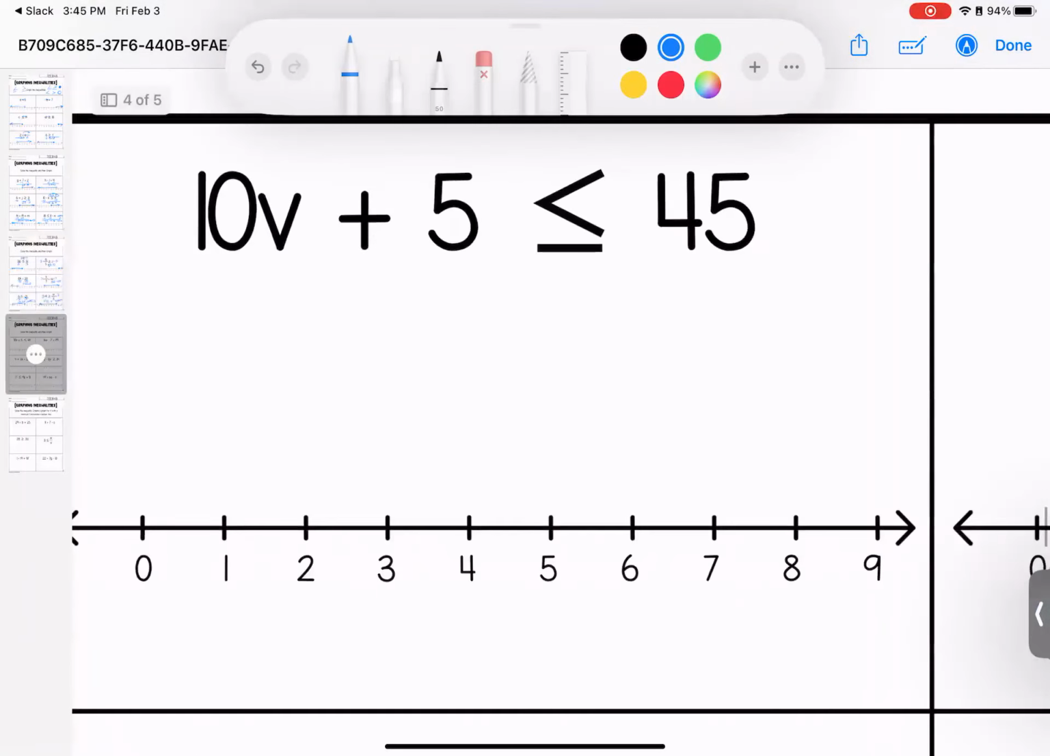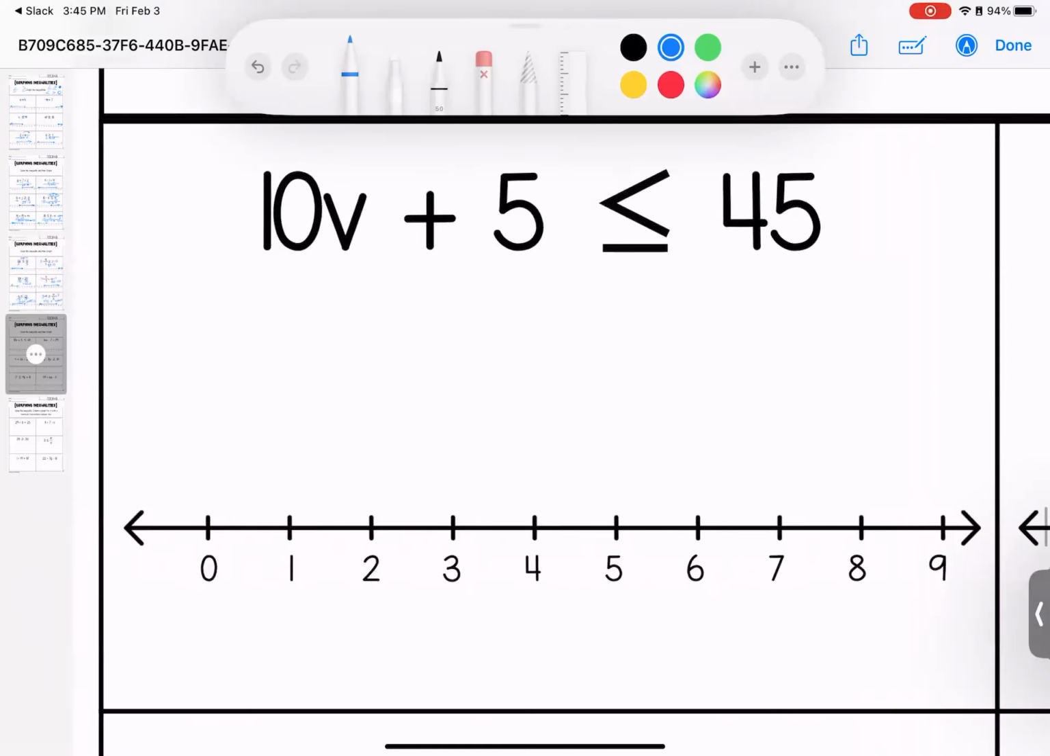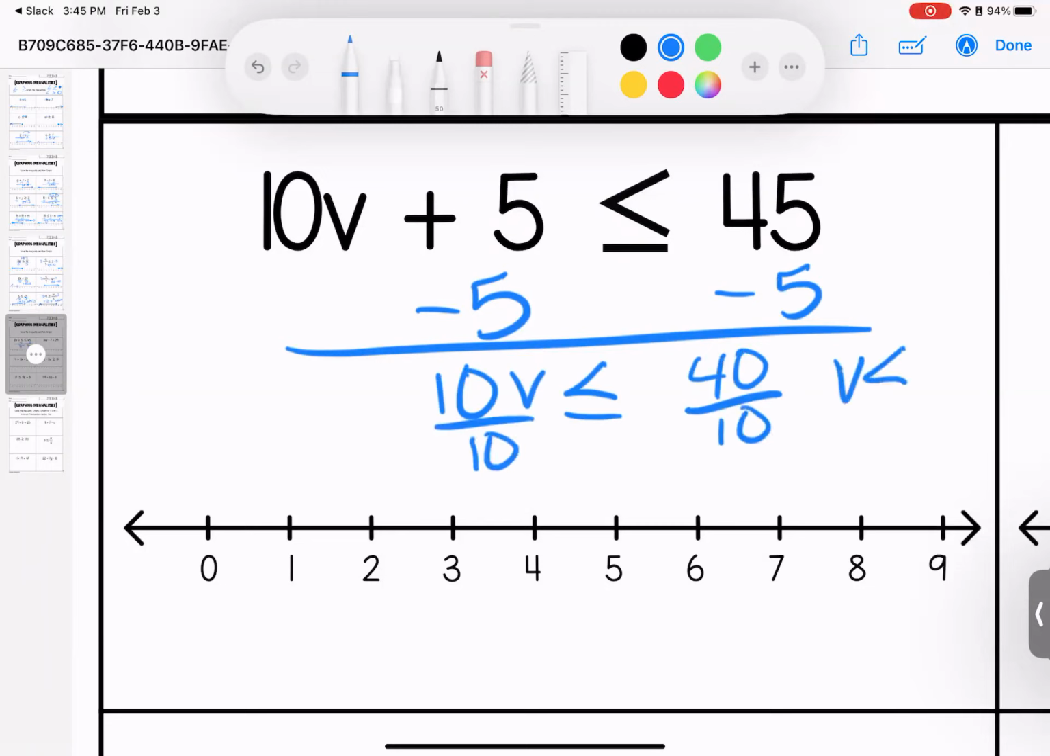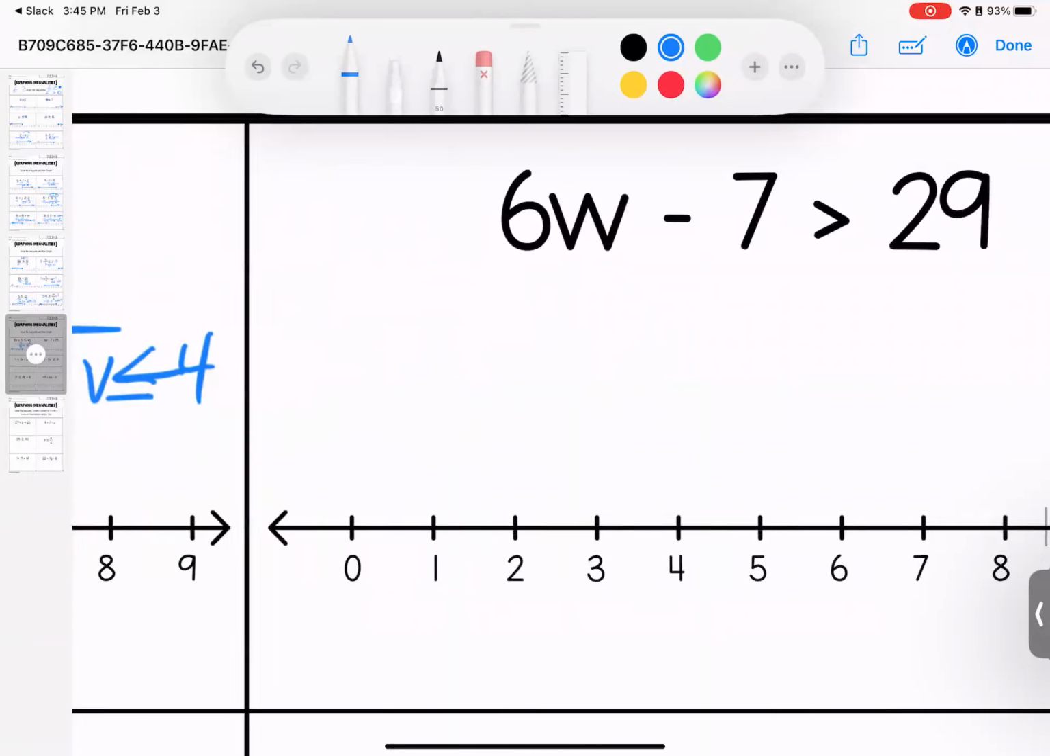All right, sweet faces, we are on to page 4, where we are up to 2 steps. I hope you're hanging in there, sweet faces. So I'm going to subtract 5 from both sides. When I do that, I get 10V is less than or equal to 40. I'm going to divide both of these by 10. I get V is less than or equal to 4. I'm going to put my circle filled in to include 4. And my arrow goes to the left.